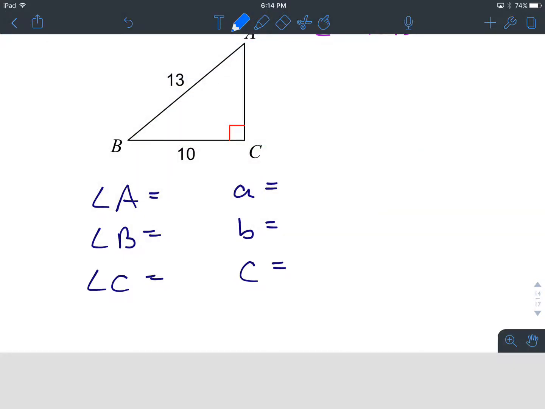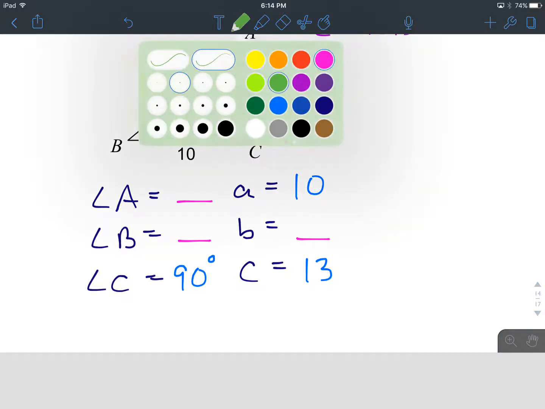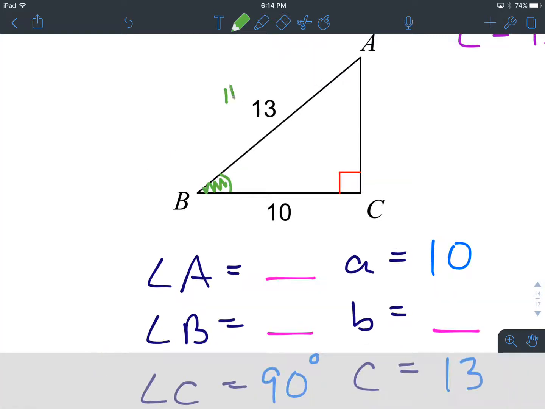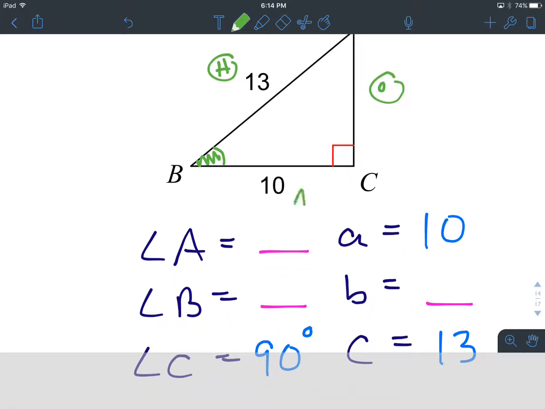So we already know that side little a is equal to 10, that angle C is equal to 90 degrees, and side little c is equal to 13. So now that leaves us three pieces of information: angle A, angle B, and side little b. So let's go into the angles first. Let's start by picking a reference angle. Let's use B as our reference angle. So from there, our hypotenuse is 13, our opposite is side little b, and our adjacent is equal to 10.